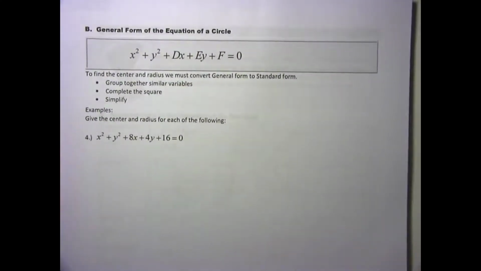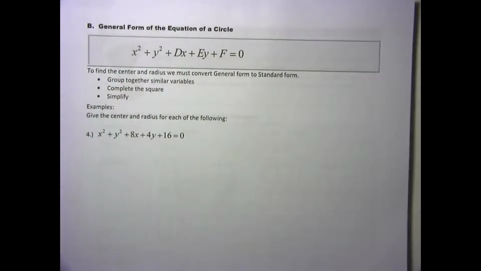All right, general form. So that is x squared plus y squared plus dx plus ey plus f equal to 0. So really, actually, before I jump into this, again, a quick little review item here. Do you all remember anything about completing the square? All right, let's quickly take a step back here.